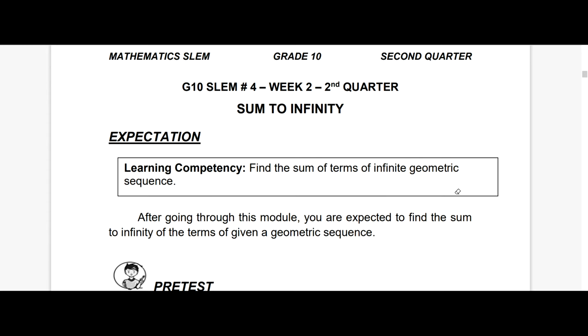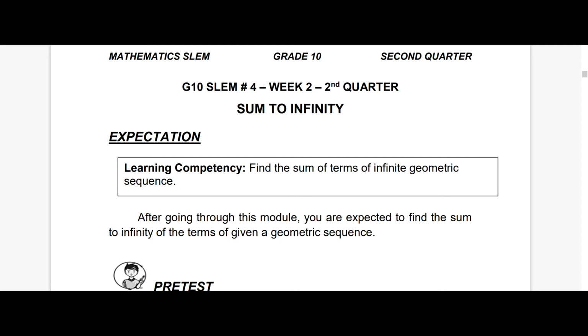Let's have our fourth topic for the second quarter, the sum to infinity. Our learning competency is to find the sum of terms of infinite geometric sequence. So last time, yung diniscuss natin is the sum of the geometric sequence.